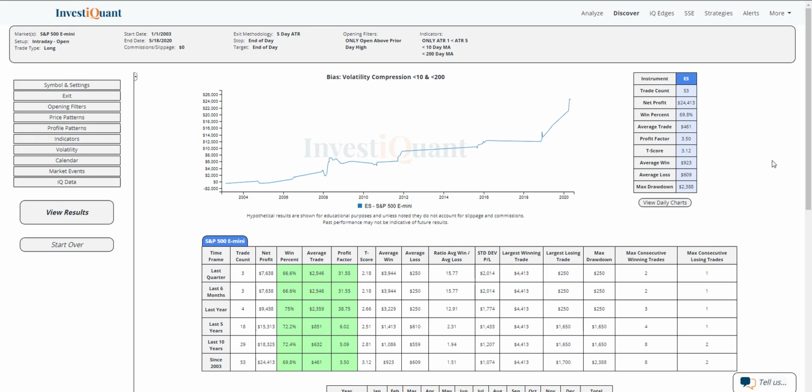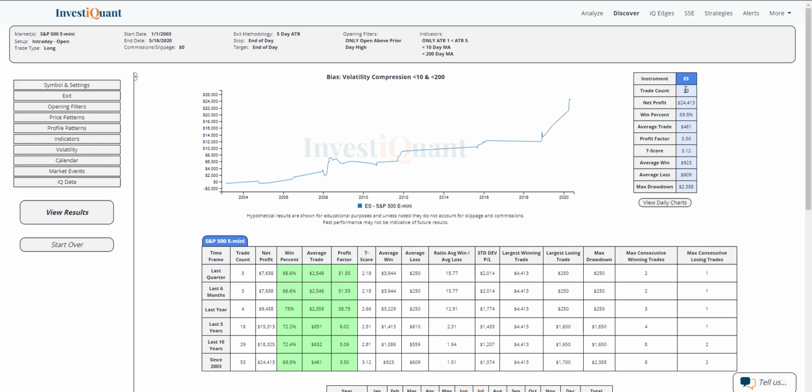Now, the entry is at 9:30 a.m. Eastern time and exiting at the close of regular trading hours. The indicator it uses is an ATR indicator that is based off of a one-day ATR being less than a 5-day ATR. So that gives you that volatility compression pattern, and then it is under a 10 and under a 200-day moving average. You can see the results pretty solid here for this pattern.